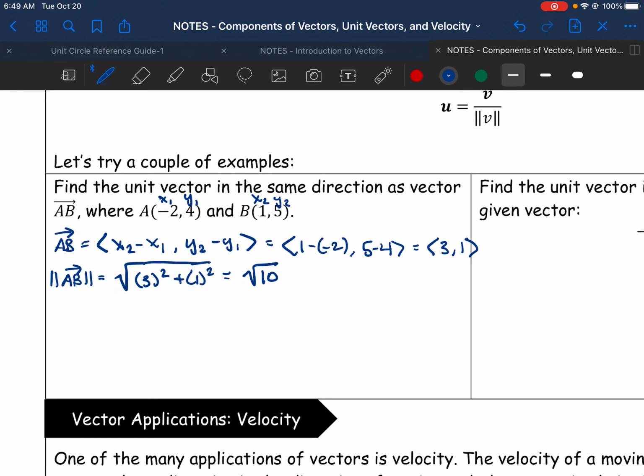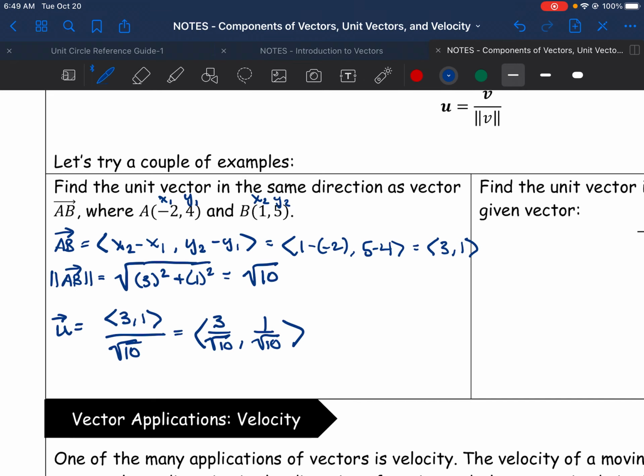So to find our unit vector in the same direction as vector AB, I'm going to call it vector u, that's going to be vector AB, which is 3, 1, divided by the magnitude of AB, which is the square root of 10. So we're going to take each of the components and divide them by the square root of 10. This would give us 3 over square root of 10, comma, 1 over square root of 10.